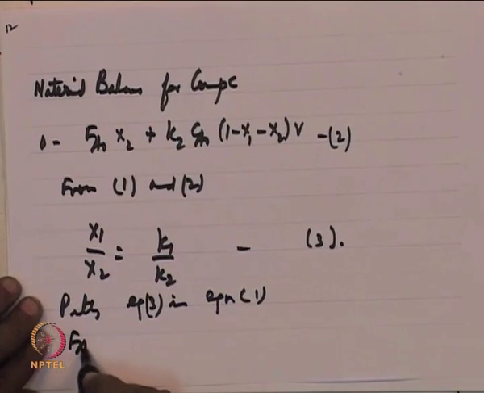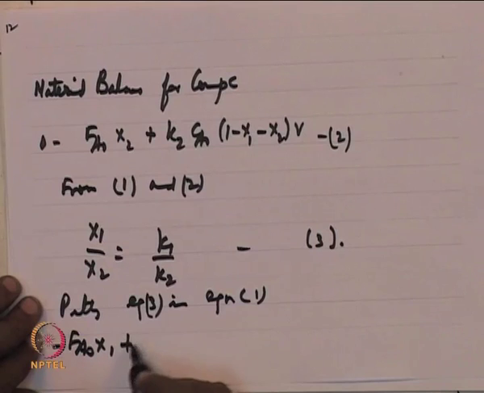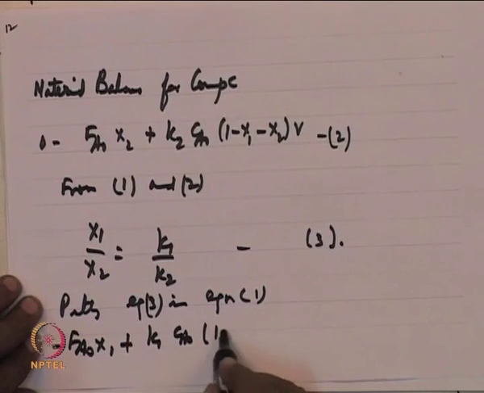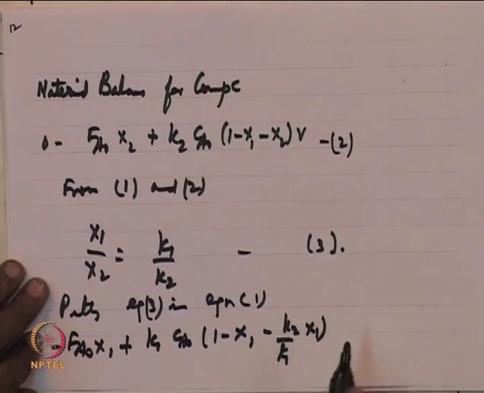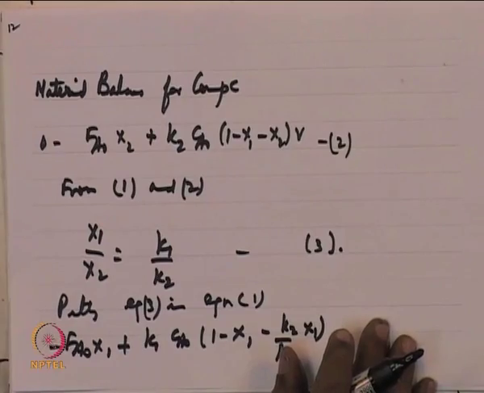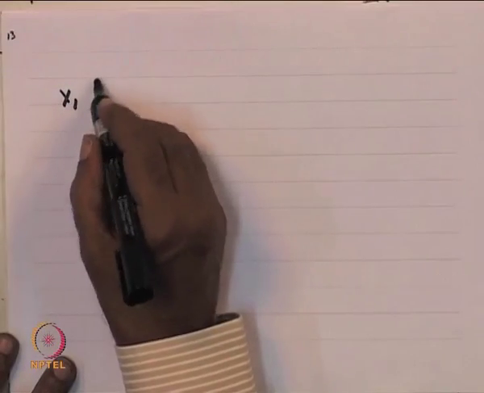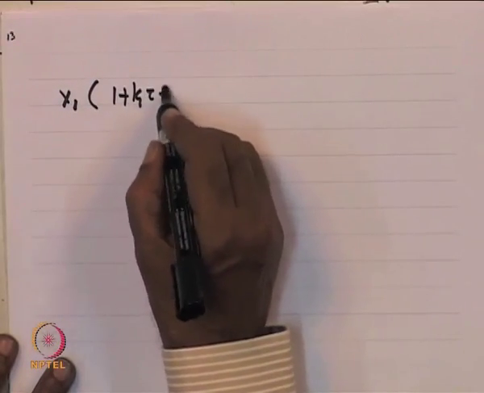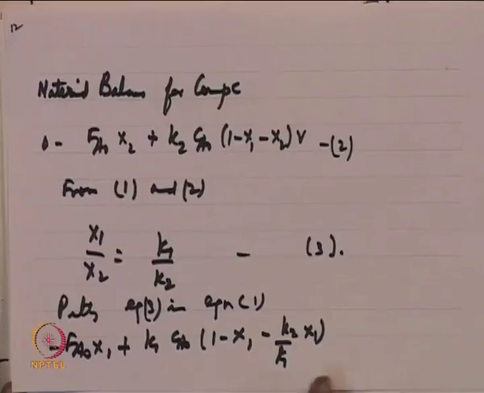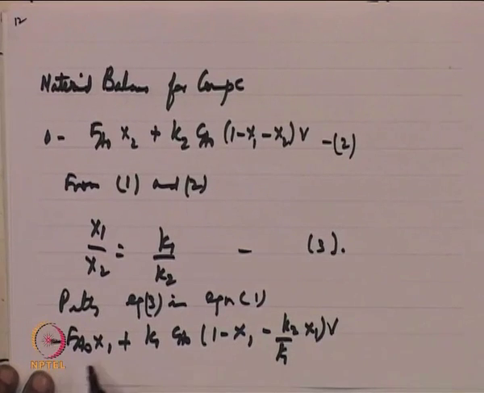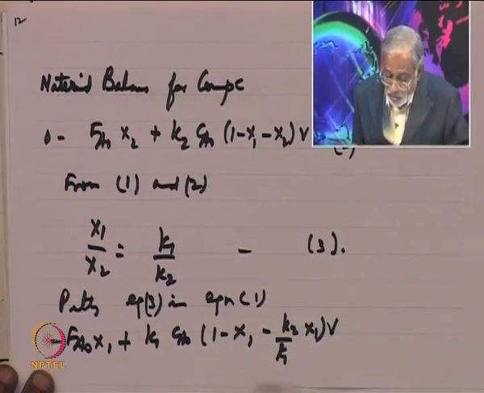FA0 minus FA0 X1 plus k1 CA0 times (1 minus X1 minus k2 by k1 X1) minus X1. This is clear, go through this now. So, simply rearranging, X1 multiplied by (1 plus k1 tau plus k2 tau) equal to k1 tau. You can divide through by V0, the CA0 cancels off, and this becomes k1 tau, 1 plus k1 tau, and so on.